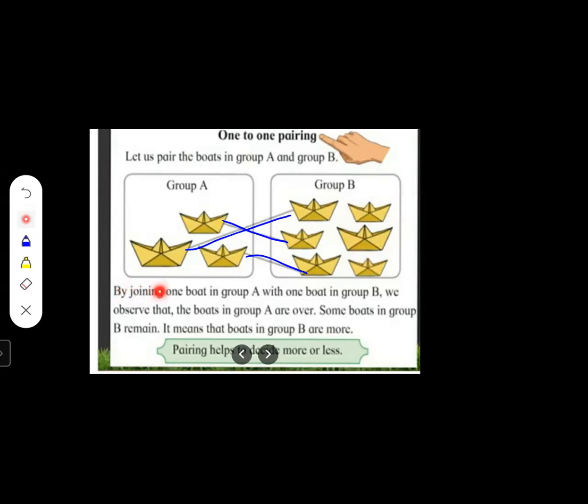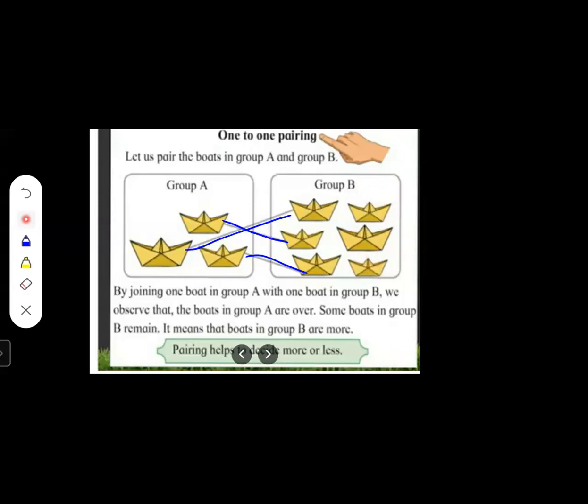So, see, by joining one boat in group A with one boat in group B, we observe that the boats in group A are over. We had observed this, right? Boats in group A are over, right? But some boats in group B are remaining. See, these boats are remaining in group B, right? Here in group A, boats are over. But in group B, the boats are still remaining. So, it means that boats in group B are more. It means that the boats in group B are more.